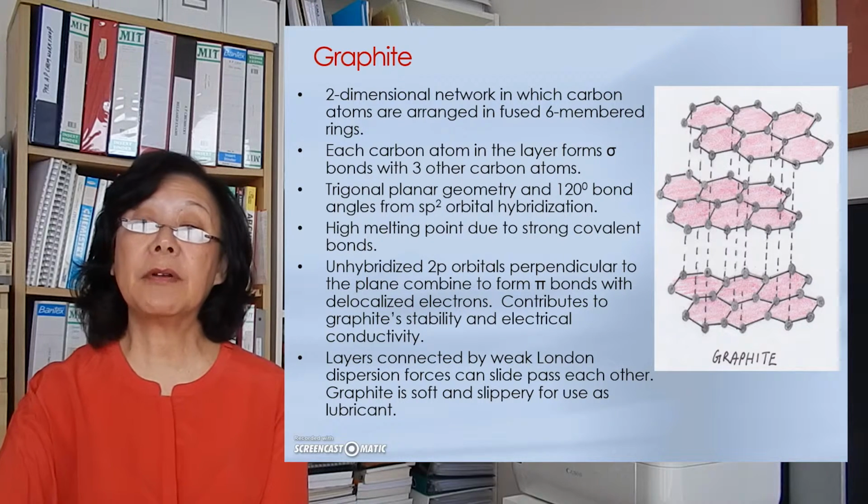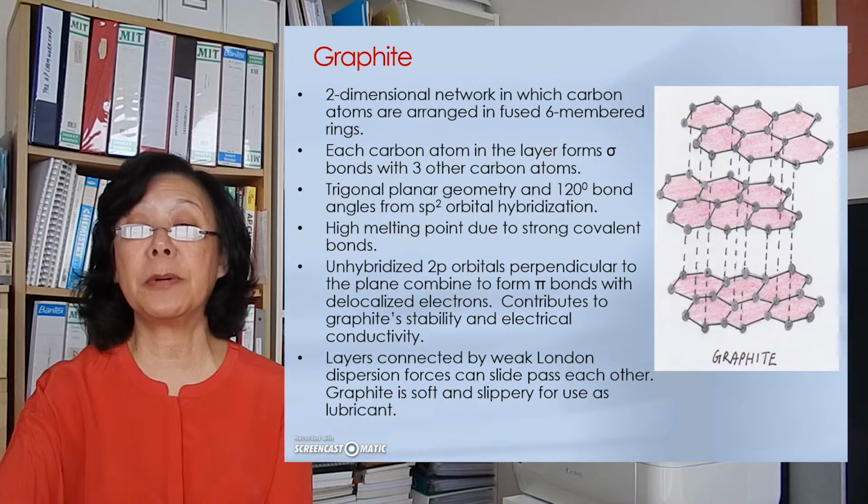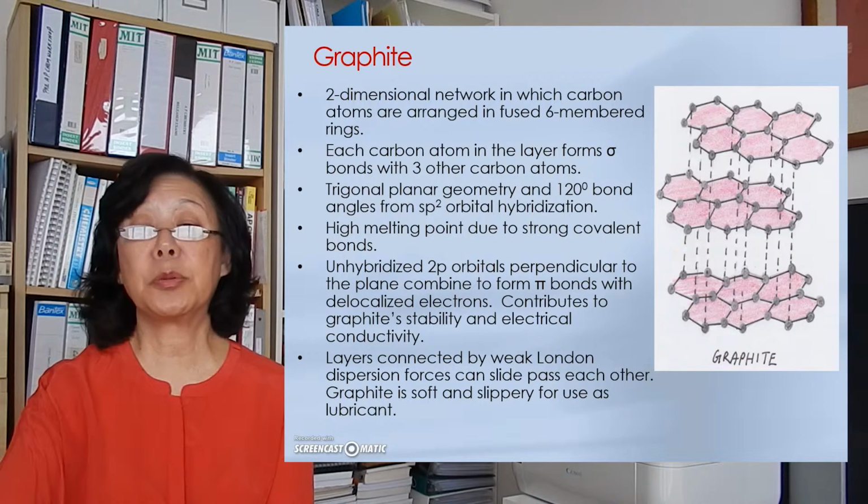So here's a diagram of the graphite. Notice that there are layers of these 6-member rings, and the layers are connected by the weak p orbital, allowing electrons to go through to conduct electricity, and the layers can slide past each other, giving it the softness as a lubricant.